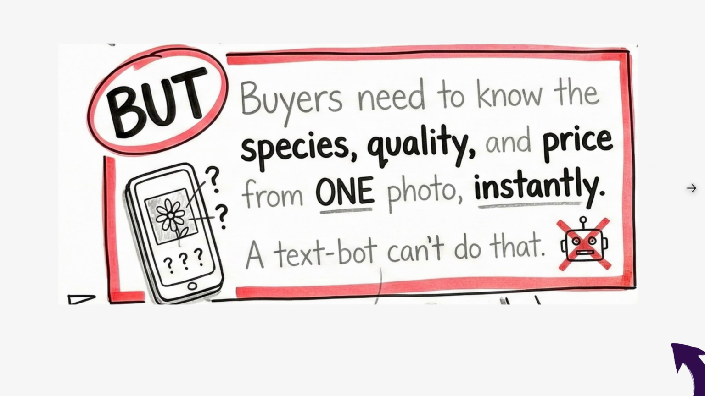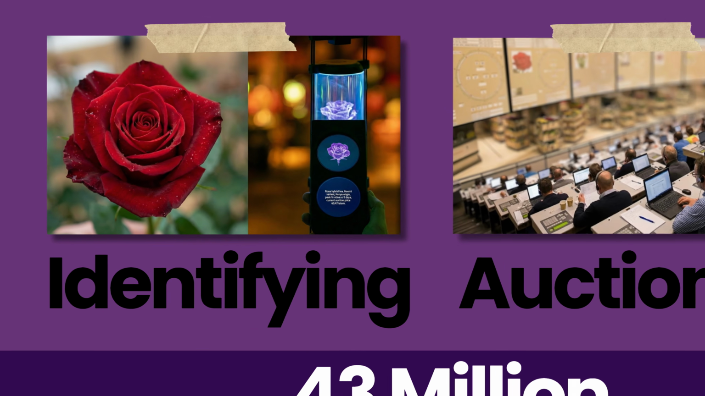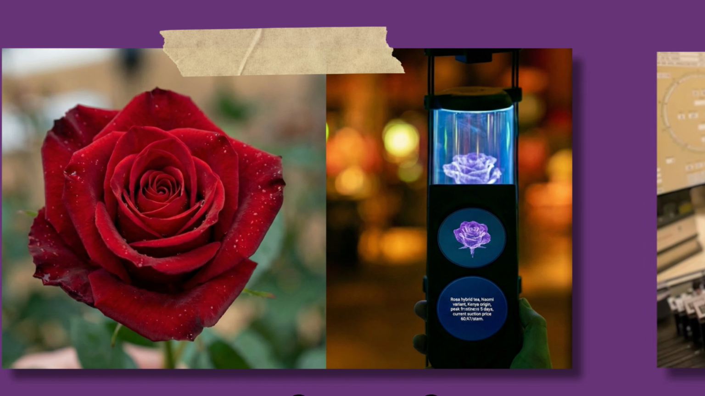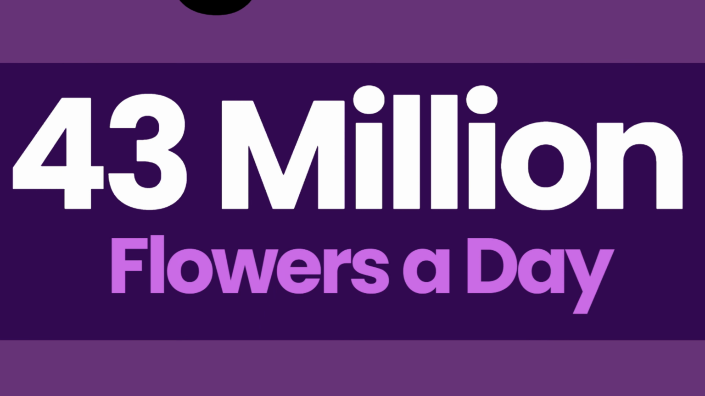Looking at the problem that buyers have to know the species, quality and price from one photo instantly, we have 2 problems: identifying and auctioning. We want to know which type of flower we have. We also want to auction it, meaning that we want to know exactly which price is attached to that flower based on so many variables. And we want to do it for 43 million flowers a day.